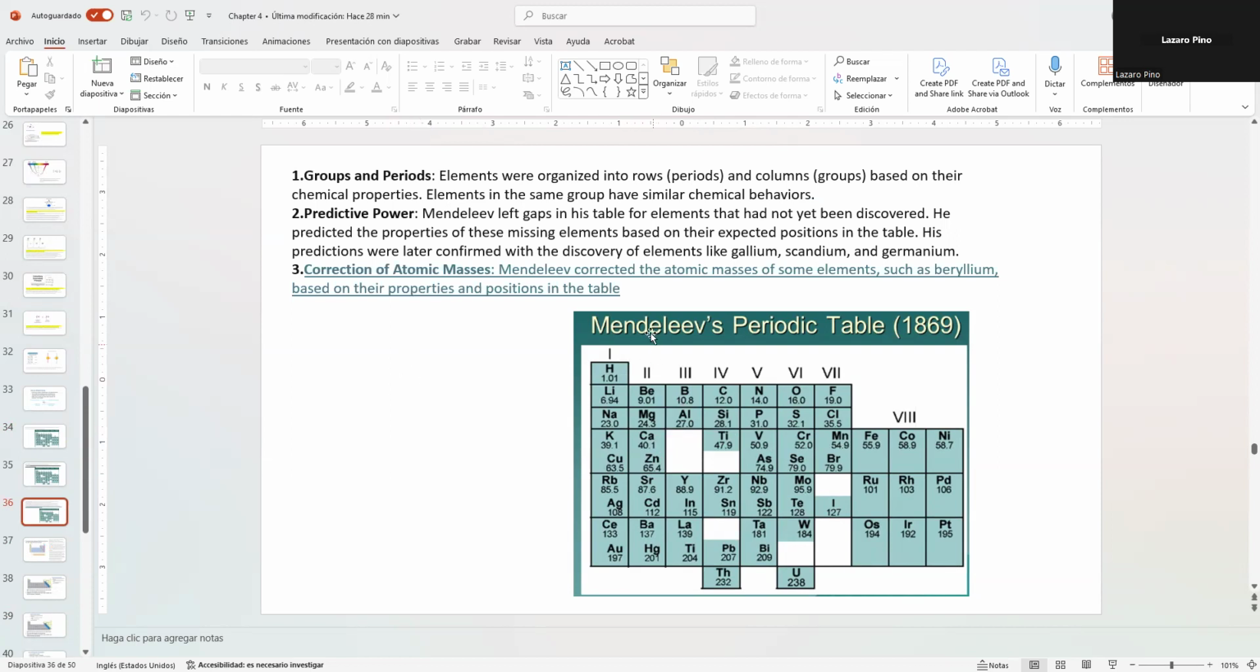And also, it's important that using the periodic table, he corrected the atomic mass that was determined experimentally, but with some errors.